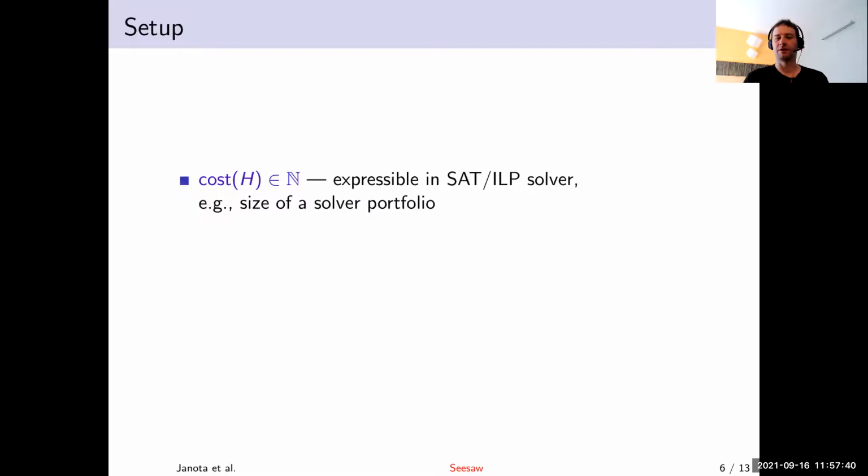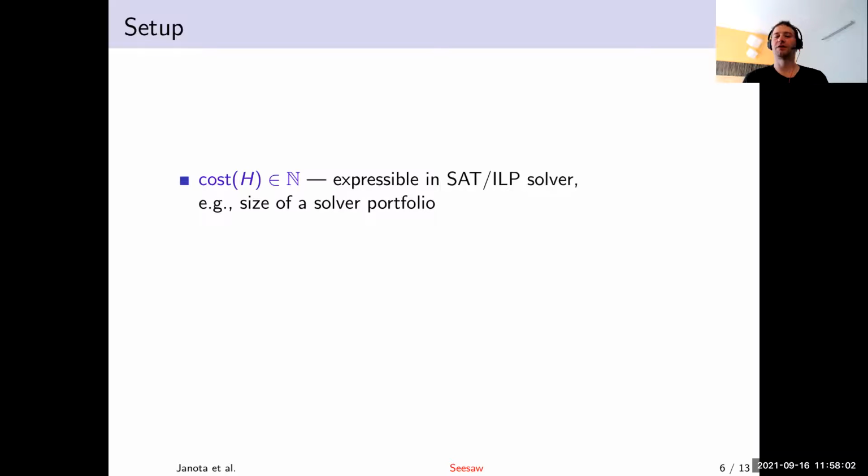So we have one function, which is the cost, which is the same one we had before, which may be, for instance, the number of elements. So to give an example, imagine you want to build a portfolio of solvers solving some set of instances, let's say for some competition.